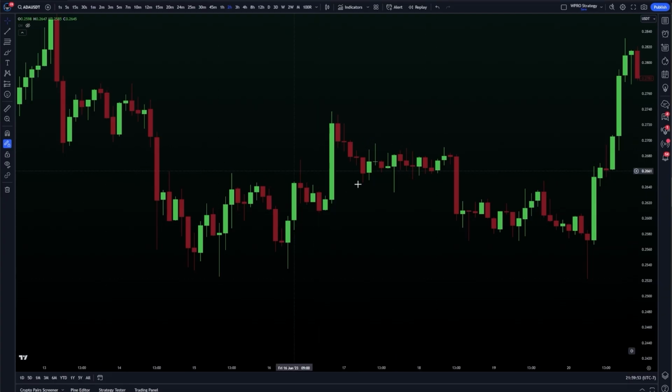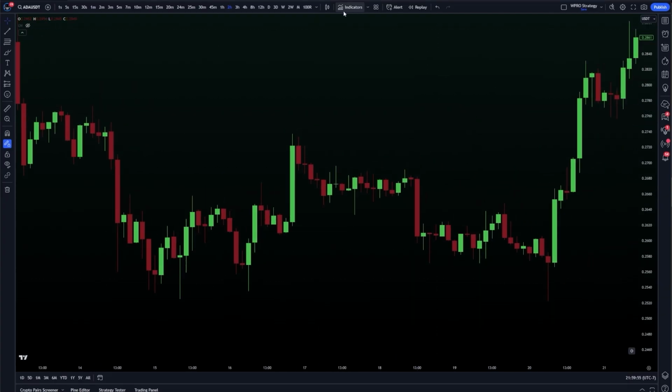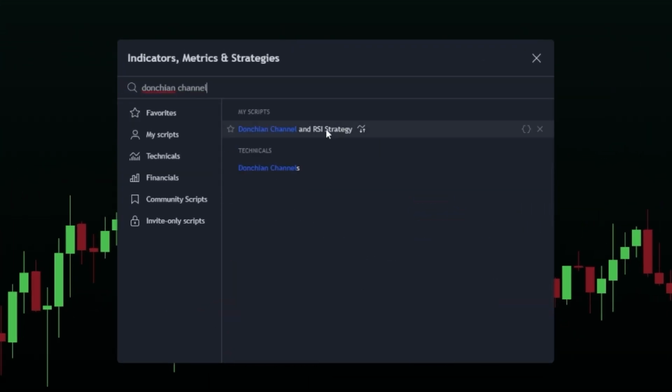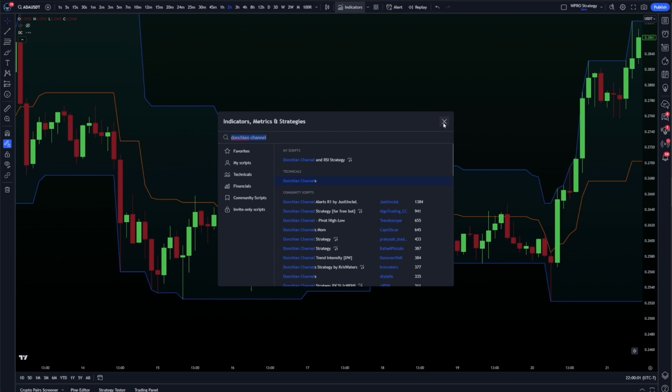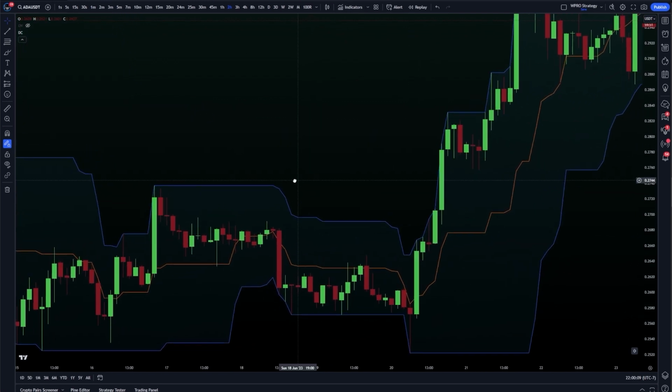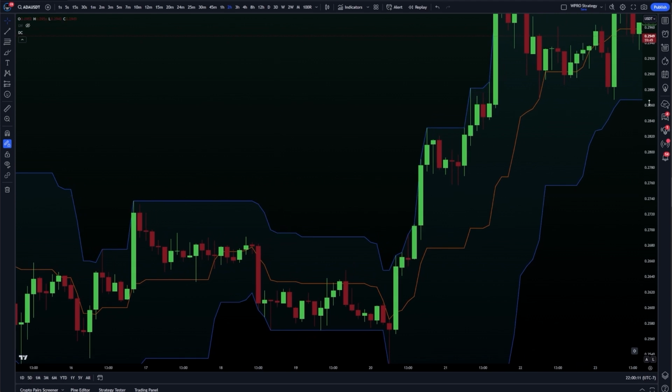The first tool in our toolset is the Donchian channel. On TradingView, sign up link in the description, click on indicators and search for the built-in version of the Donchian channel and add that to your chart. This indicator isn't just a simple line on the chart, it's a series of bands that gives us a dynamic range of potential price movements.